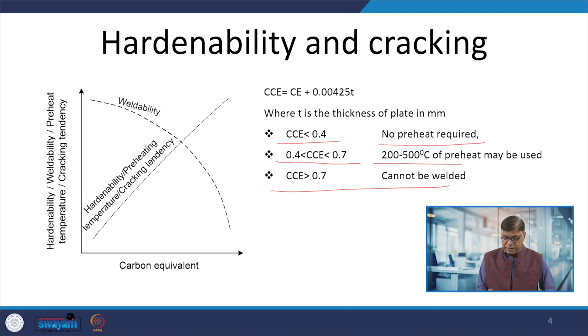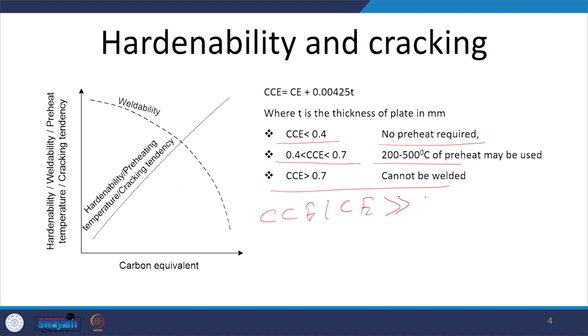So, the thing here is when the CE, the carbon equivalent, is extremely high, it increases the tendency of the formation of extremely high hardness and induces brittleness coupled with low ductility, and these in turn increase the cracking tendency, especially in the presence of tensile stresses.